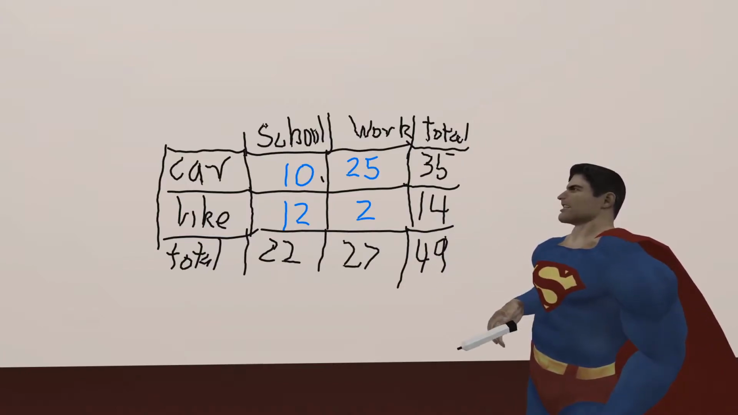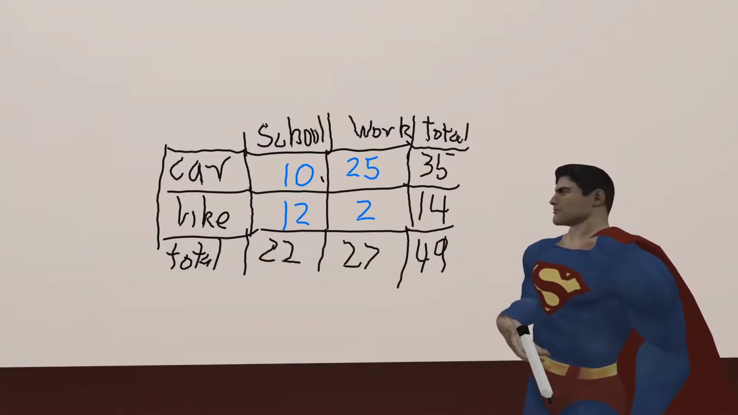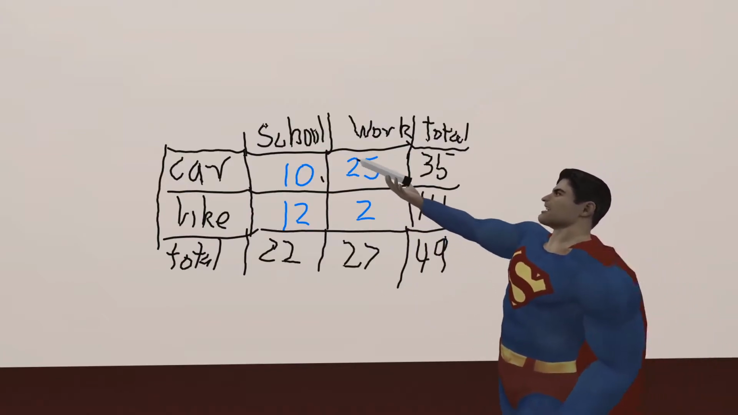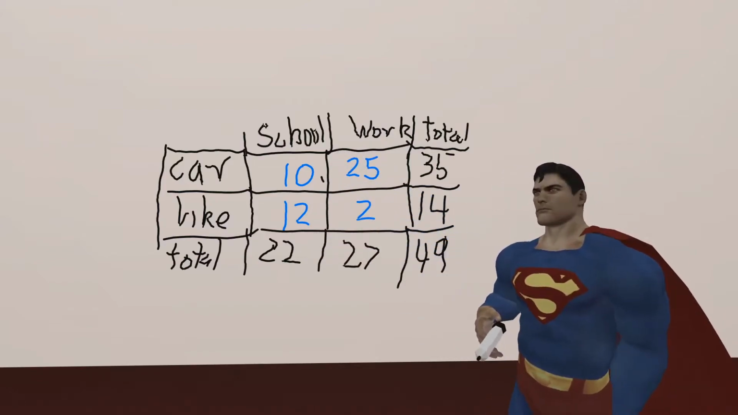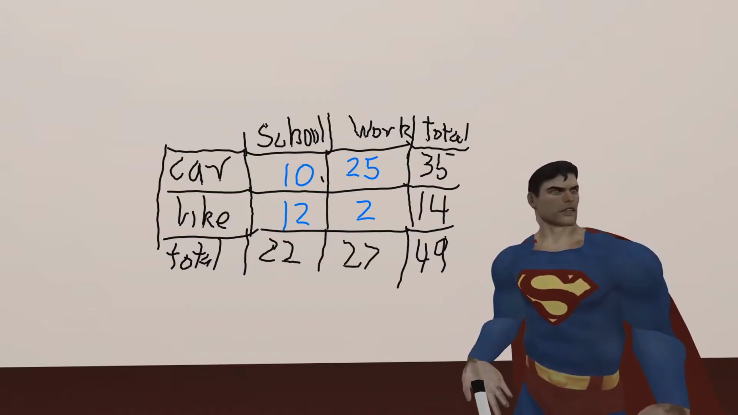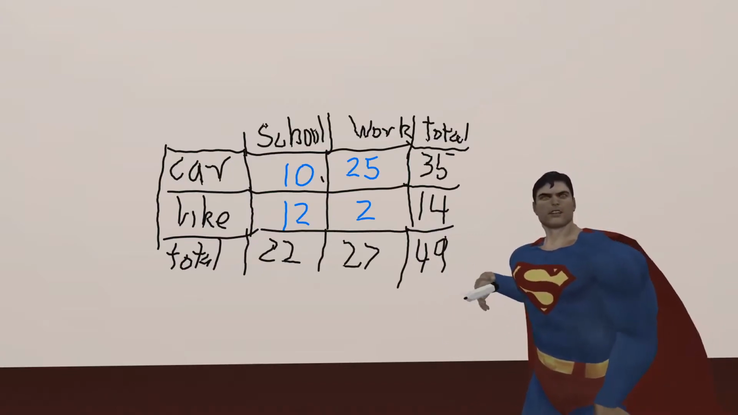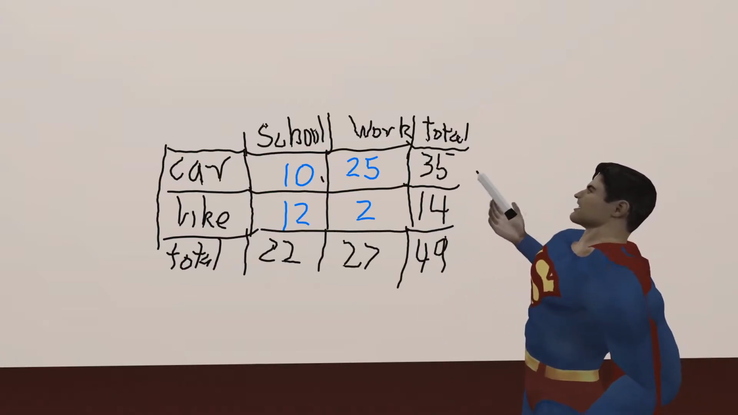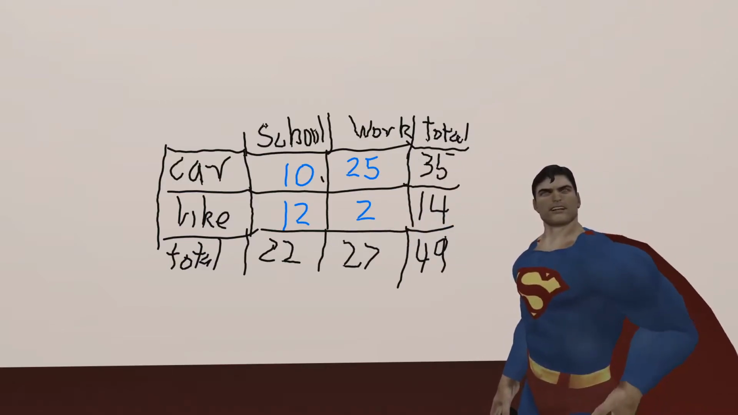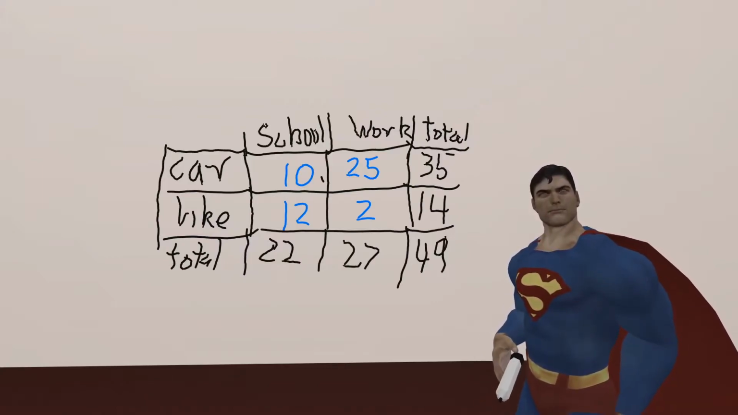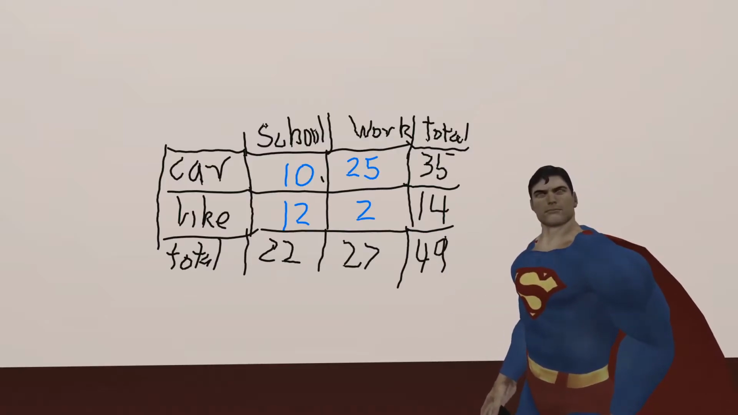This is really useful because you might have a question which asks, how many people go to school? And what you can do is just read the total number of people that go to school, 22. You might be asked, what's the total number of people in this survey? Well, you've got it here. It's 49. So we can use this total part of our two-way table to quickly answer any question you might have. So let's do a couple of questions regarding this one.